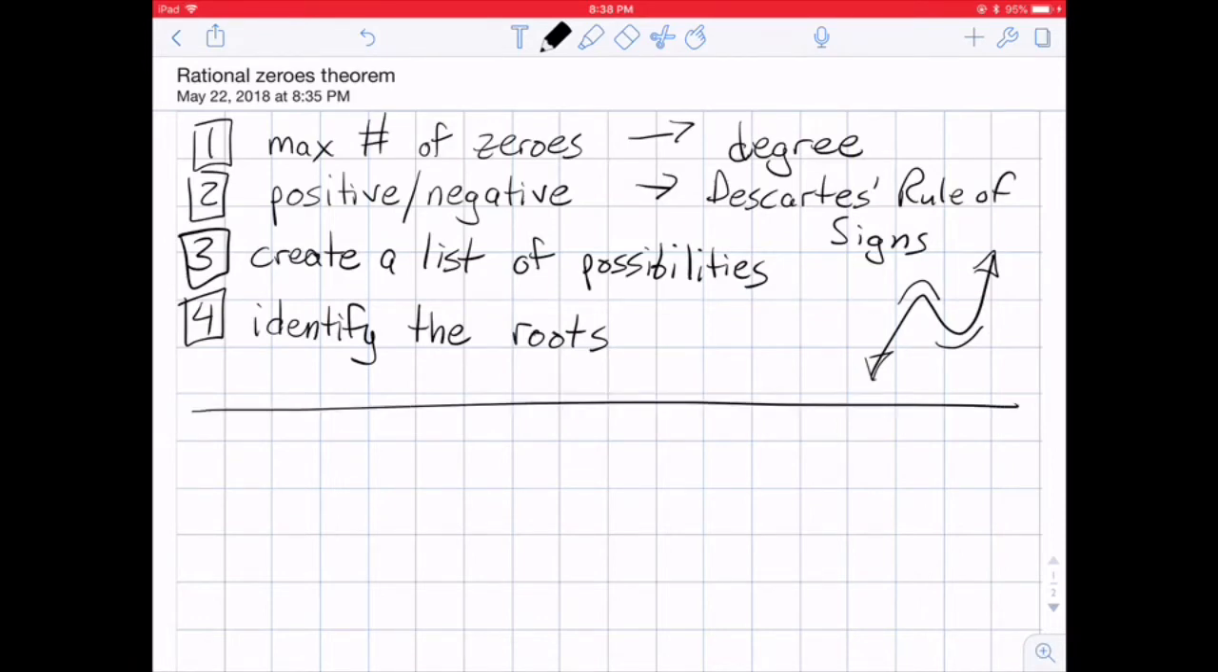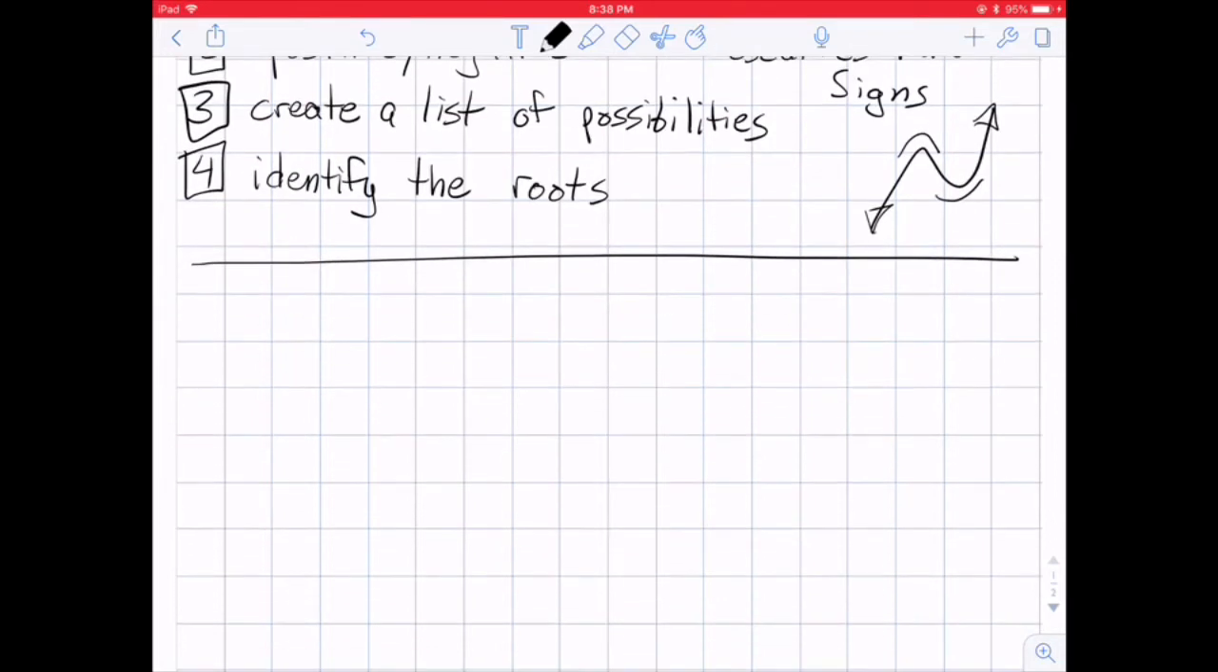But that is what you will do every time that you try to find the zeros of a polynomial using the rational zeros theorem. So, for an example, let's look at this equation. F of x is 2x cubed plus 11x squared minus 7x minus 6.